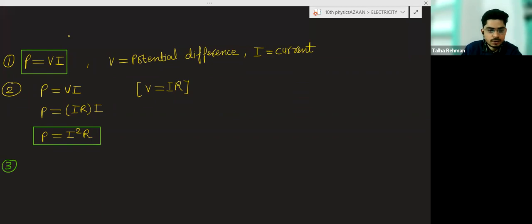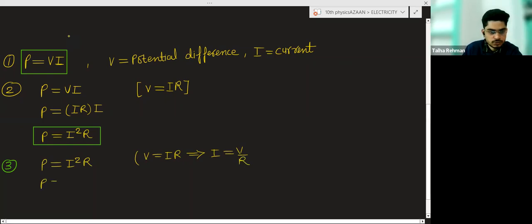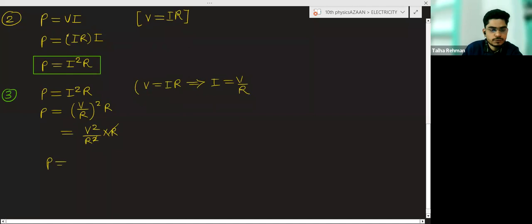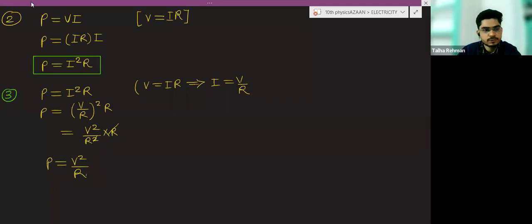How can you derive it? You know that P is equal to I square into R, and you know that V is equal to IR. Now from here you can get I. So I is equal to V by R. Put the value of I in this equation. So it will become V by R whole square multiplied by R, so V square divided by R square multiplied by R. One R is cancelled with one R. So the power will be V square divided by R. So three formulas you have to remember.